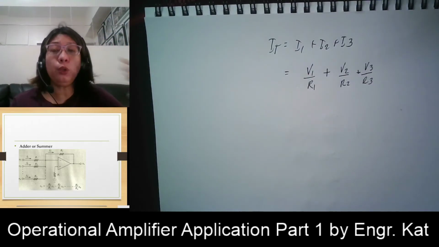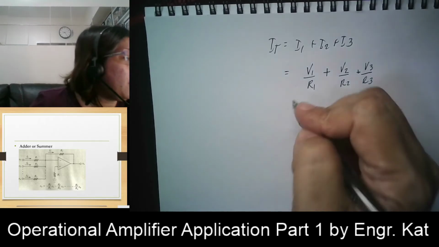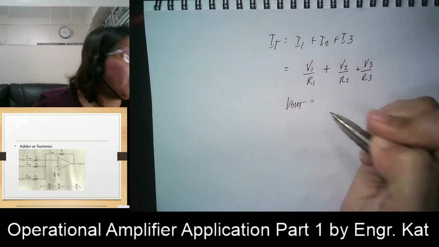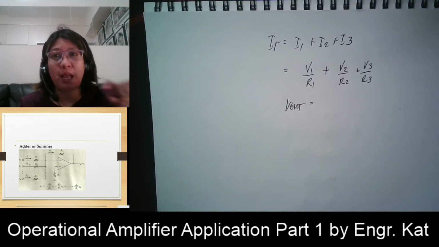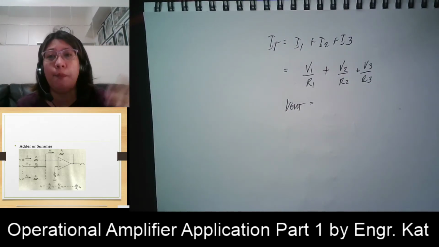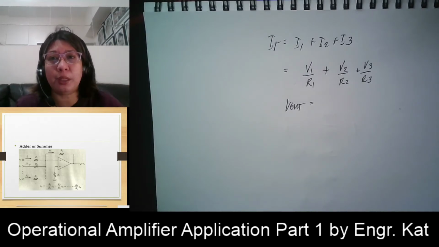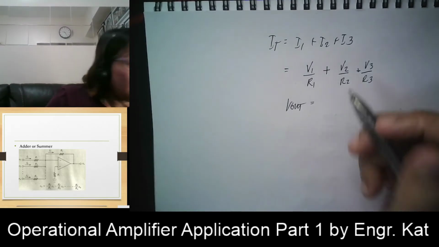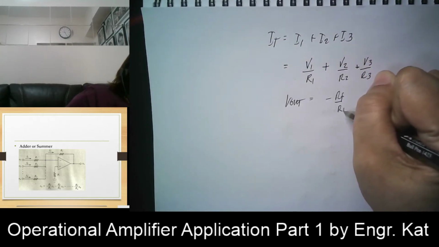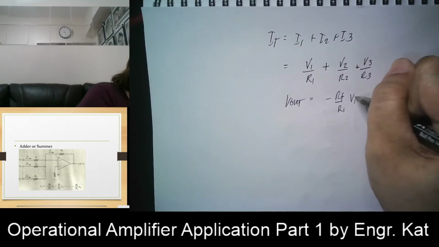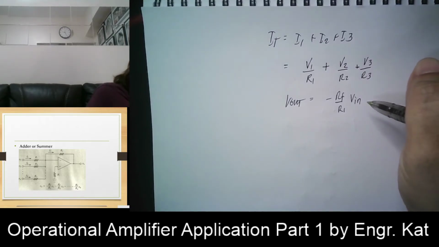Okay, so if you remember, what is our V out for an inverting amplifier? That configuration is an inverting amplifier because we place all the inputs at the inverting terminal. So that will give us minus RF all over R1 multiplied by our input voltage. So that is your output voltage.